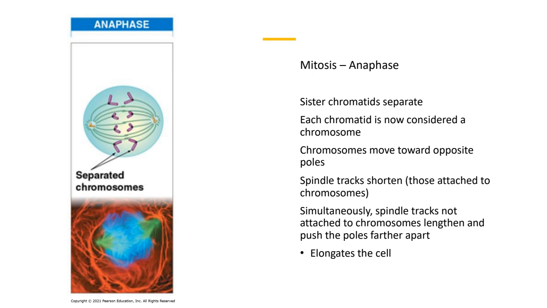And then we have anaphase. And during anaphase, sister chromatids separate. And this is the key part. The chromosomes, they have sister chromatids, they're finally going to separate. And each chromatid is now going to be considered a full-fledged chromosome. Not just a sister chromatid anymore. Now it is a chromosome, no longer called a sister chromatid.